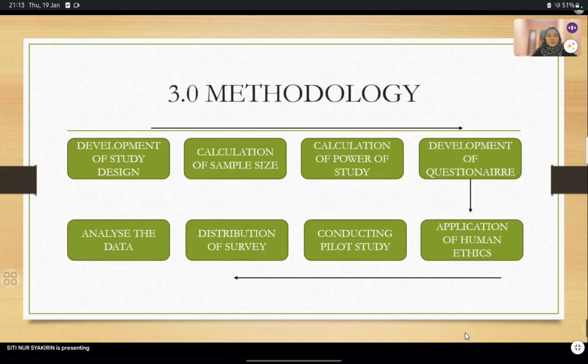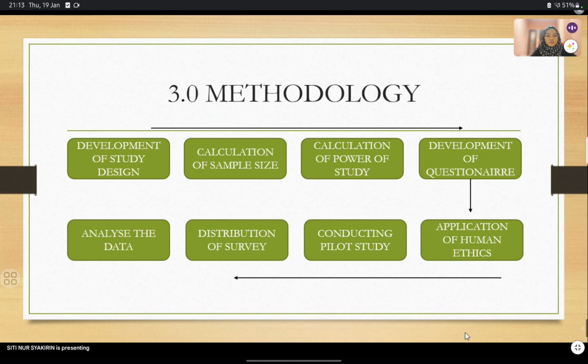And here is the methodology of my thesis, which is development of study design, followed by calculation of sample size, followed by calculation of power of study, and then development of questionnaire, followed by application of human ethics, followed by conducting a pilot study, distribution of the survey, and also analysis of the data.